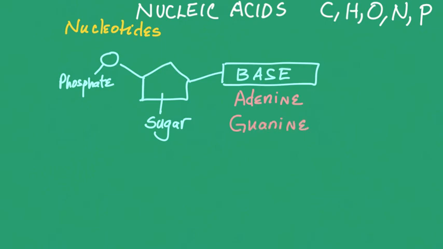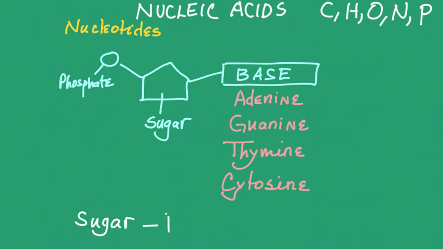There are four types of bases found: adenine, guanine, thymine, and cytosine. So there we have it. A single nucleotide is made up of a phosphate, a sugar, and a base.